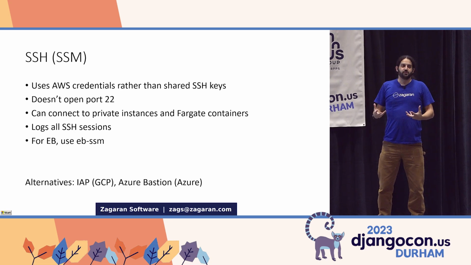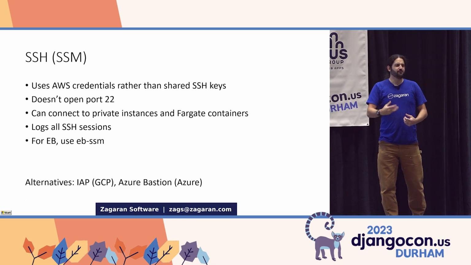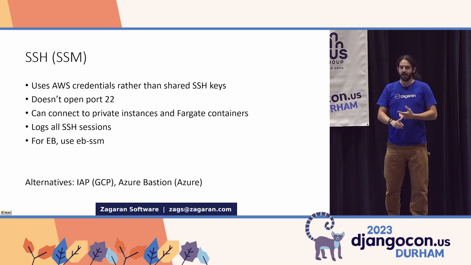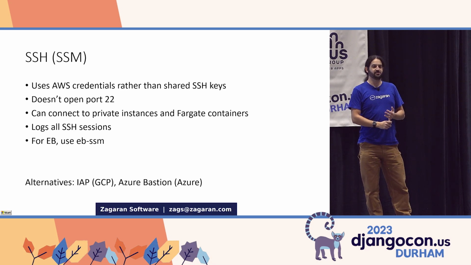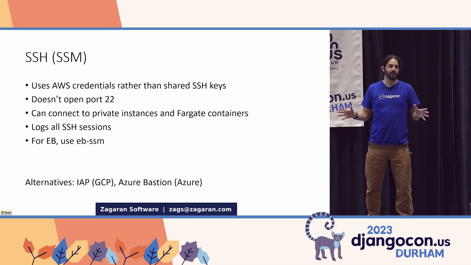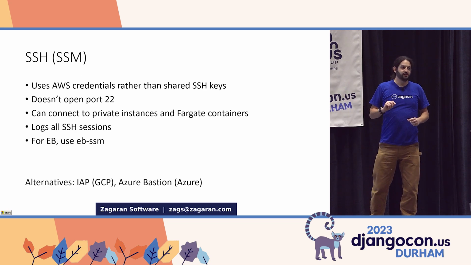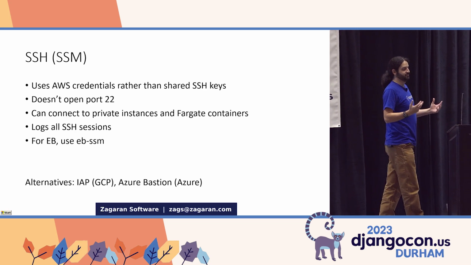So you use your Amazon credentials, and it just jumps you straight into the Amazon resource. Even if that is a Fargate container, a server with no public IP address, you don't open port 22, and it even logs your SSH sessions for you. So just better than SSH in basically every way. And if you're on Elastic Beanstalk, I wrote a great command line tool called EBSSM. Check that out. It makes it even easier.